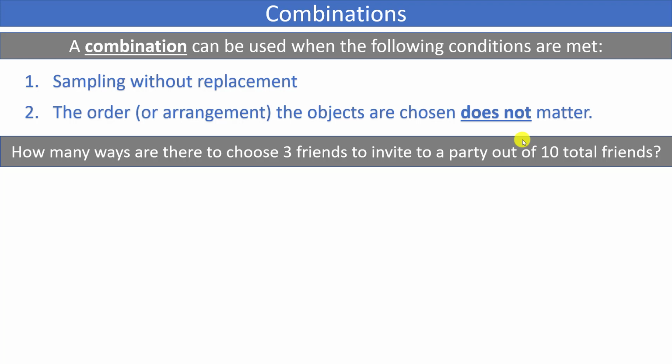And if we stop to think about this, the order that I choose those friends doesn't really make any difference, right? If I choose to invite Max first and then invite John second, that's the same thing as inviting John first and then Max second. Either way, I'm still inviting the same people to the party.